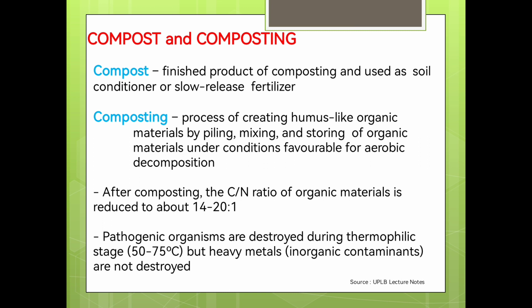After composting, the CN ratio of organic material is reduced, so it goes down to about 14 to 20:1. When you are thinking of composting, you need to consider the CN ratio of the material that you are going to use as compost. If the CN ratio is low, it is easier to decompose, easier to degrade. The pathogenic organisms are destroyed during the thermophilic stage, which is around 50 to 75 degrees Celsius, but heavy metals, the inorganic contaminants, are not destroyed.